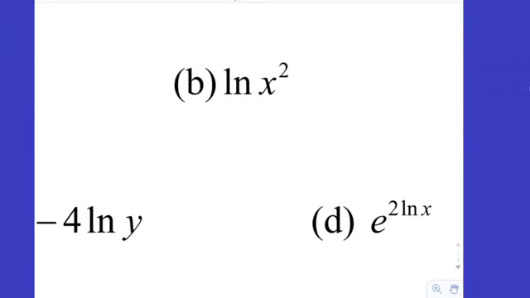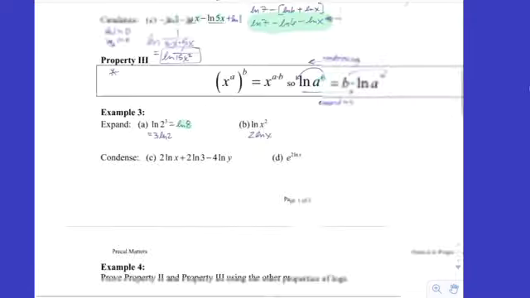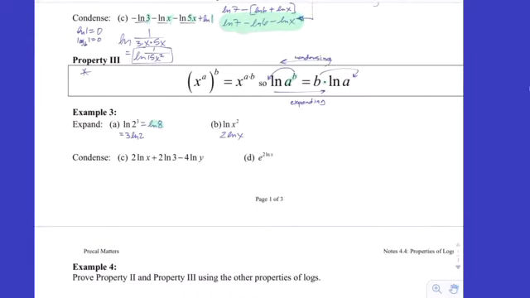Natural log of x squared. I know you're done. What'd you get? 2ln of x. Perfect. Remember, when you work straight down with an expression, you really don't even need the equal sign. Natural log of x squared is the same as 2ln of x. All right, so that's expanding.